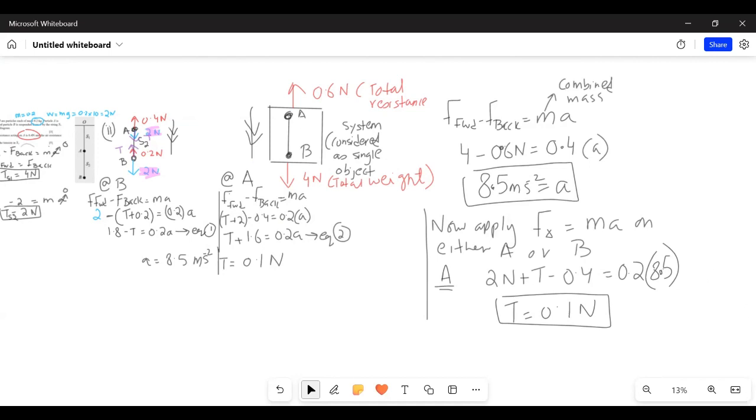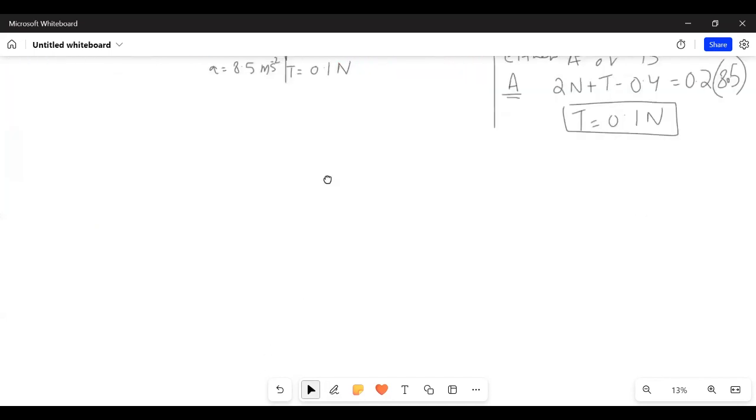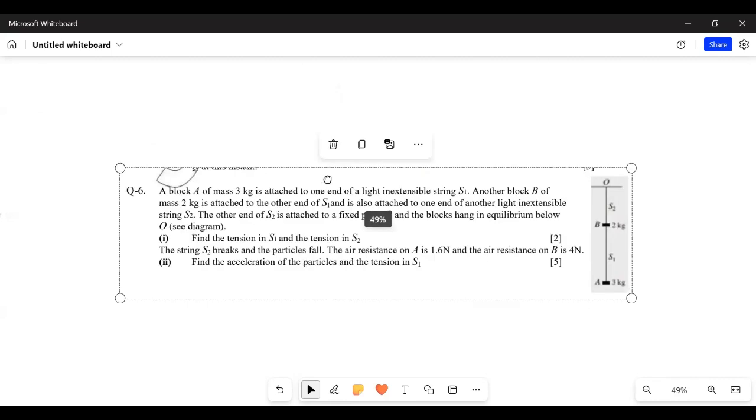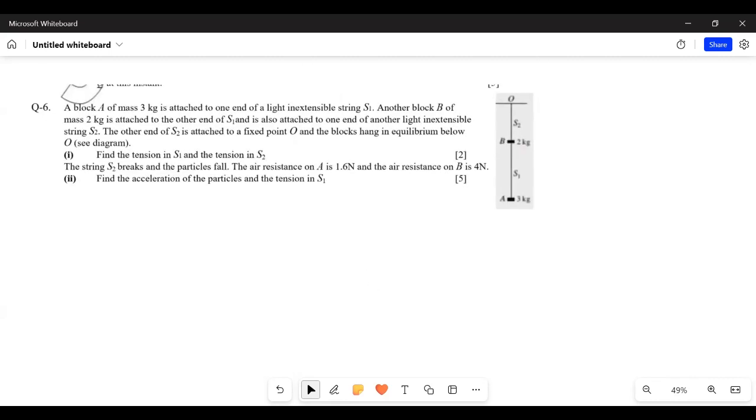So I'm copying the next question, which is going to be question 6. So after question number 1, we're doing question number 6 because they're pretty identical. Then we do the remaining questions. Okay. So similar question.